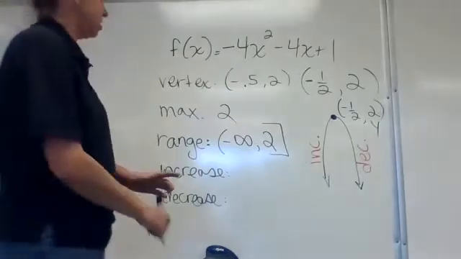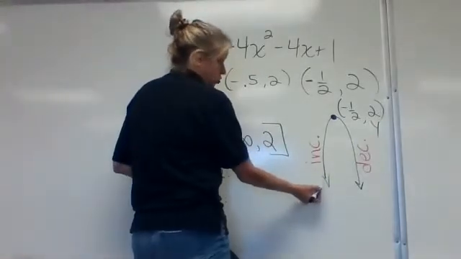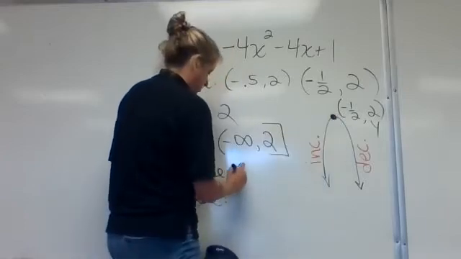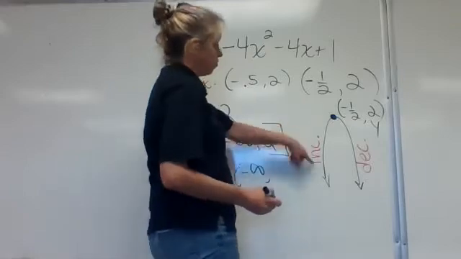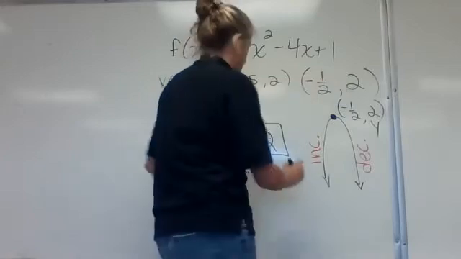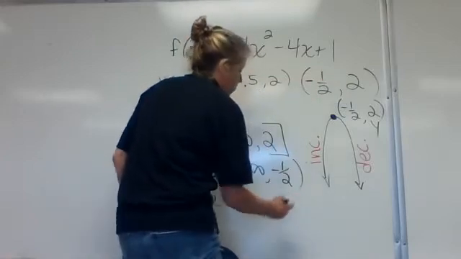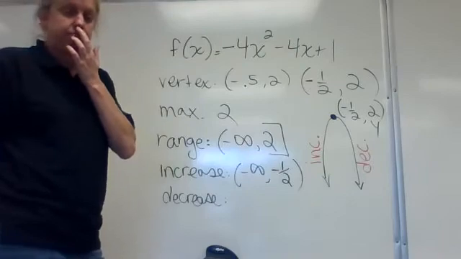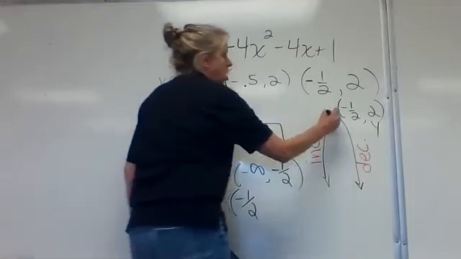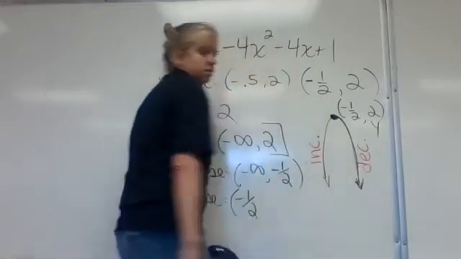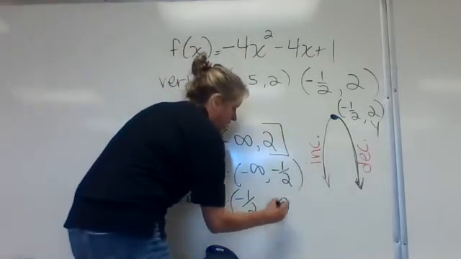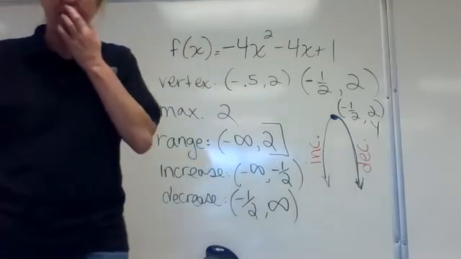So where is this one starting to increase? It starts way over here on the left at negative infinity until it gets to this point. Now remember, when you're talking increase and decrease, you use the x coordinate of this vertex. So it increases until it gets to negative 1/2. And negative 1/2 is also where it starts to go down. So that's where the decrease starts, and it decreases all the way to the right forever, so to infinity.